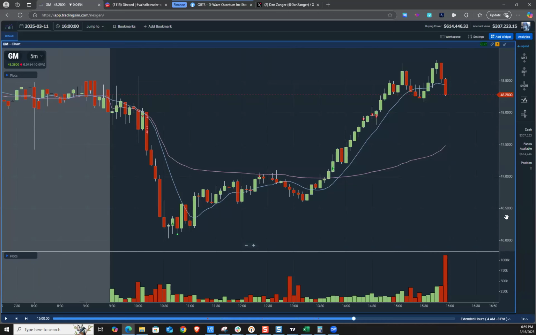if it's heavy on the level and it just wicks through, that might not be enough to get me out. But if it gets above the level and starts to hold above, that might be enough to get me out. So it just might affect a little bit that way, but that's about it.